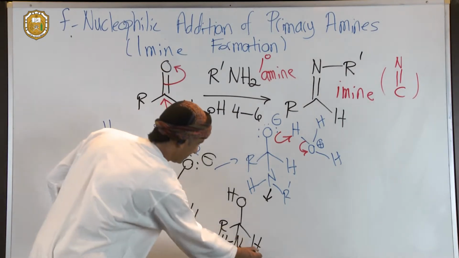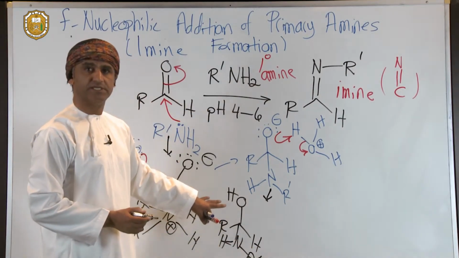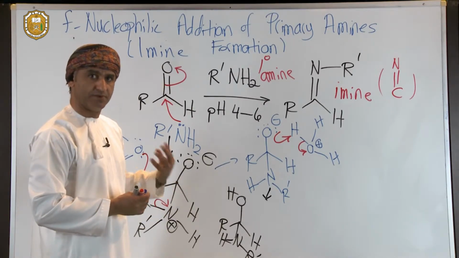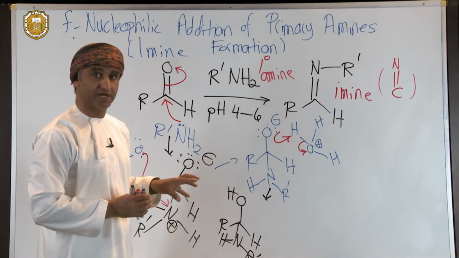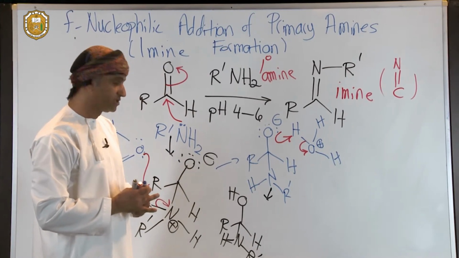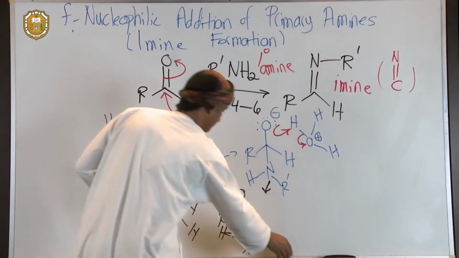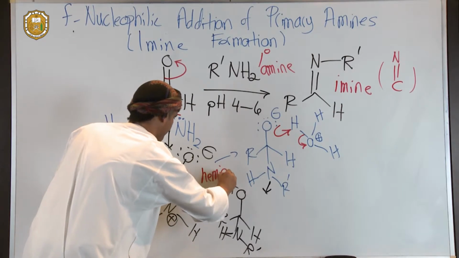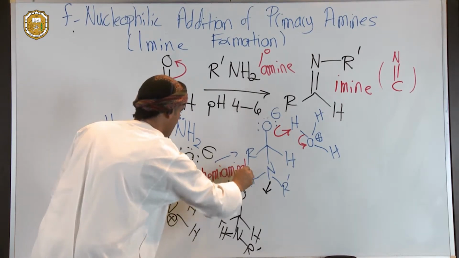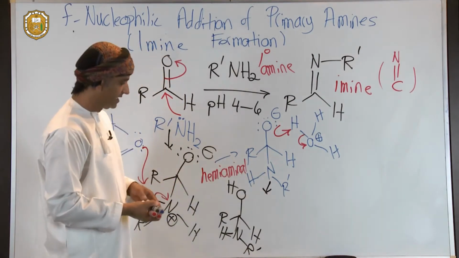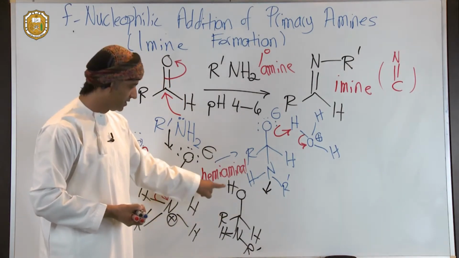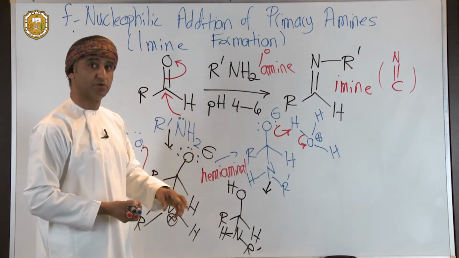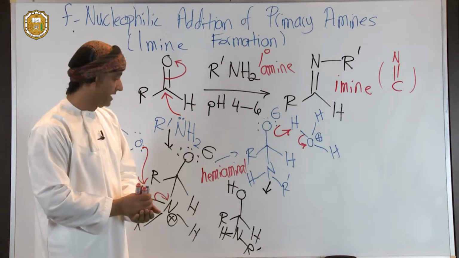Now, this is an important intermediate. It's actually similar to the hemiacetal that we have seen before when alcohols react with aldehydes and ketones. So this intermediate is called a hemiaminal, as opposed to a hemiacetal. If you notice, that carbon has an OH group and an amino group. If carbon has an OH group and an amino group, it's called a hemiaminal.